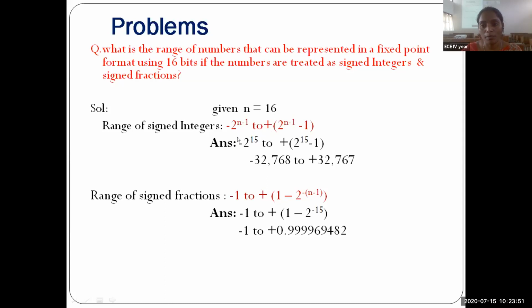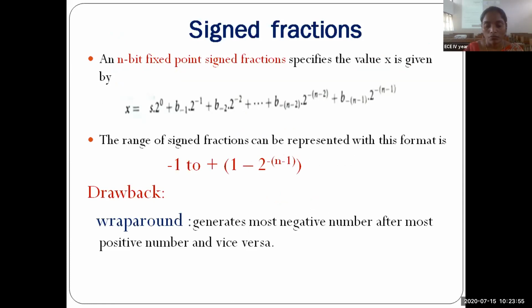Now, if I want to multiply two numbers, just listen. This is about fixed point fractions as well as integers. It has one drawback that is known as wrap around. Wrap around is nothing but it generates the most negative number after the most positive number and vice versa. Vice versa means the most positive number will be generated after the most negative number. Now you said for n equal to 4 bits, what is the range? -8 to +7. So if you write the numbers -8 to +7, what is the number next to the +7?